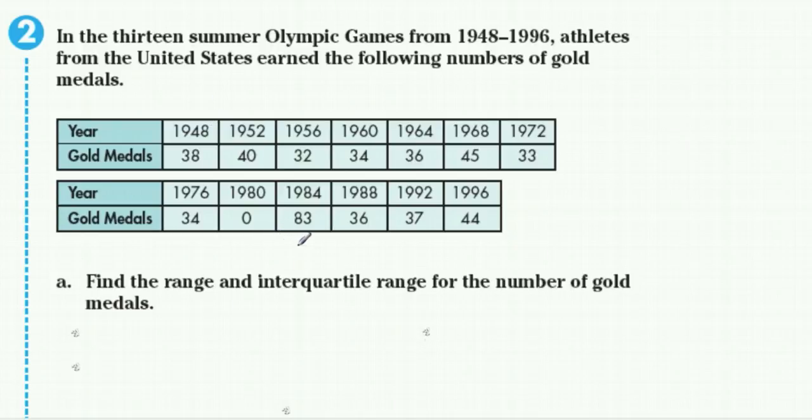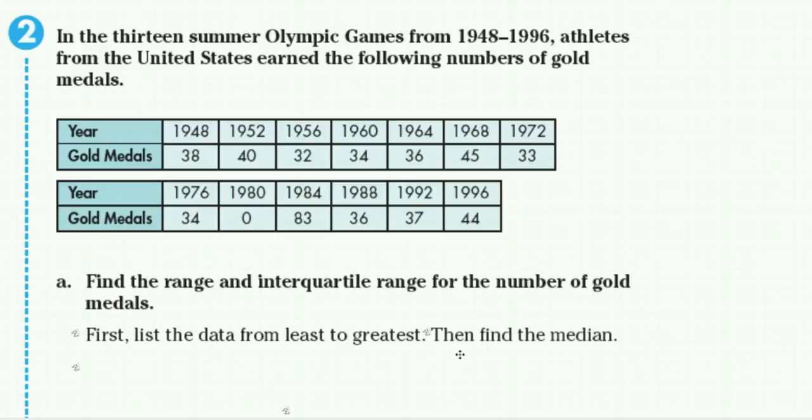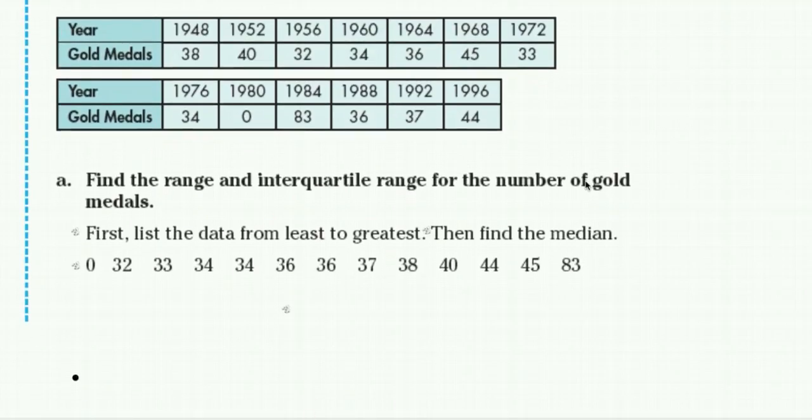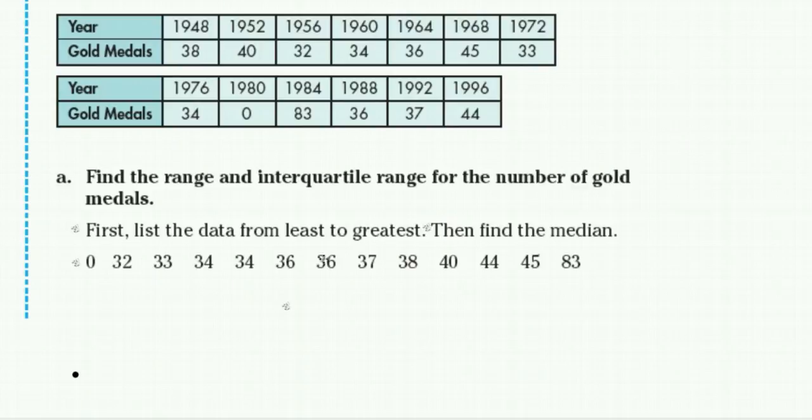Now let's find the range and the interquartile range for the number of gold medals, and let's see how that works. So first things first, list the data from least to greatest. We want to get these numbers to the bottom, list them from least to greatest, and then find the median. These are the numbers from least to greatest. 0 is the least number, and the highest number is 83. Again, we are using data from this table right there. And let's find the median.